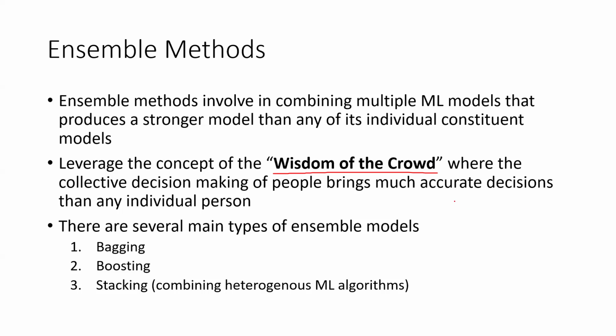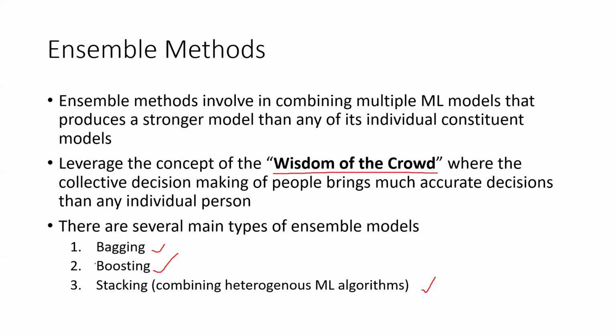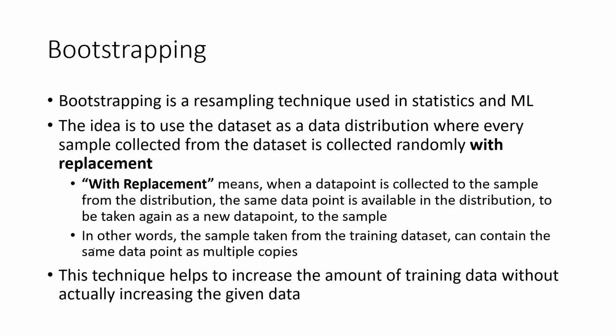So in this lesson we are mainly using decision tree ensemble methods, and there are different types of ensemble methods known as bagging, boosting, and stacking, right? Stacking is used for combining heterogeneous machine learning algorithms, which we are not going to cover here. So before looking at bagging, we would be looking at bootstrapping, right?